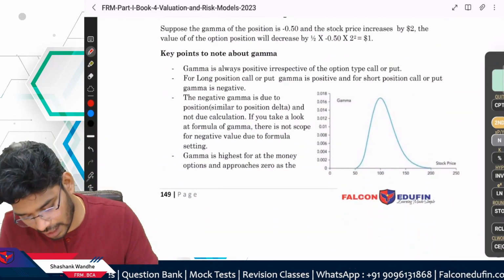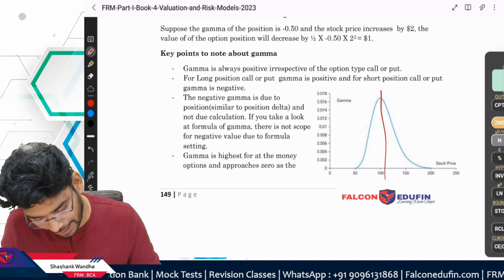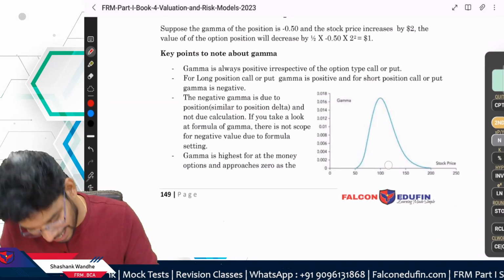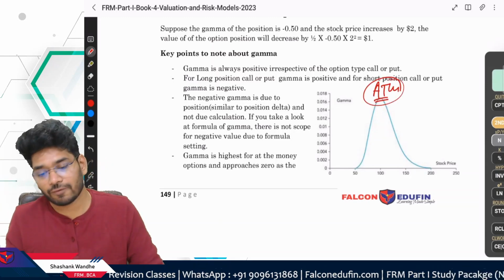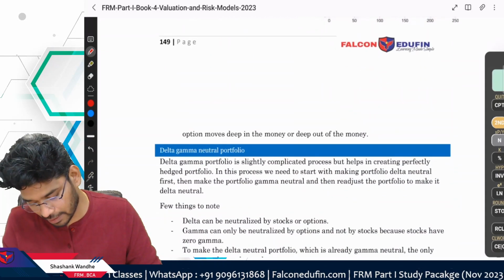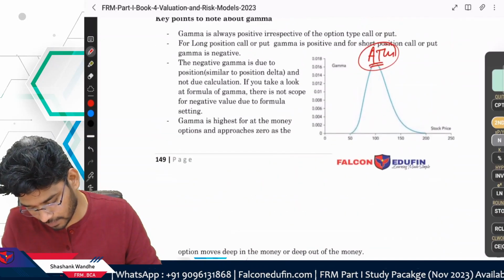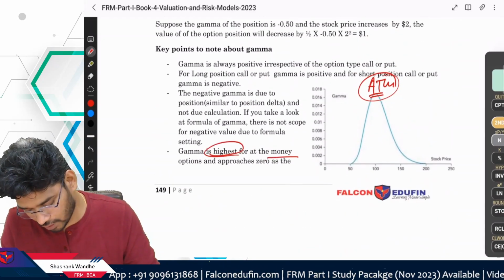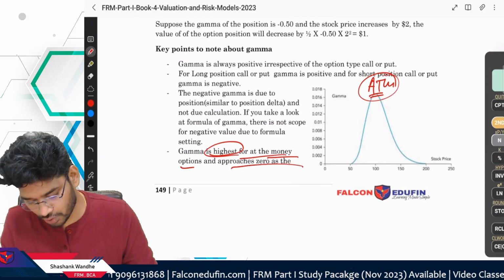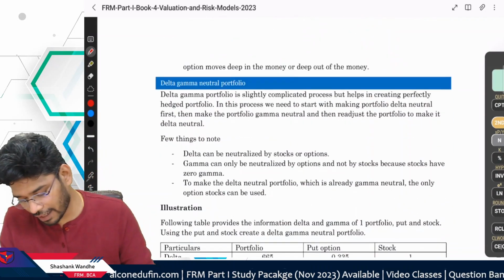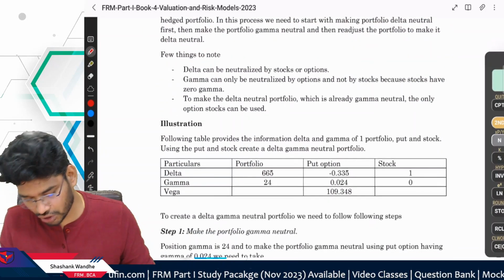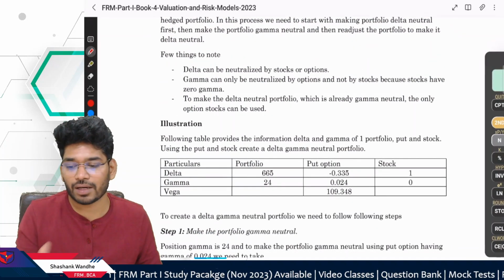And this is the gamma diagram. Gamma is strongest at the money, ATM, and for out of the money or deep in the money, it is weakest. Gamma is highest for an at the money option and approaches 0 as it moves away from the at the money position. Then we have the portfolio, which is like the question on the delta gamma neutral portfolio.